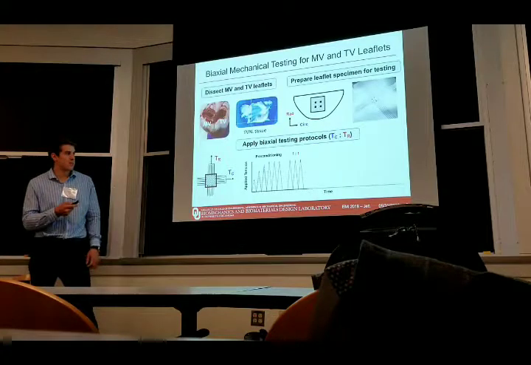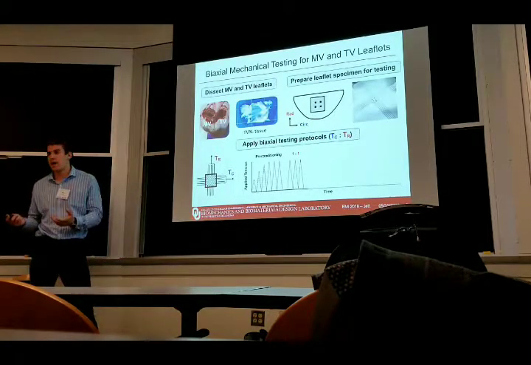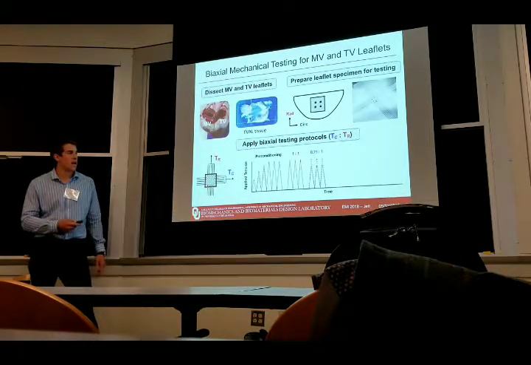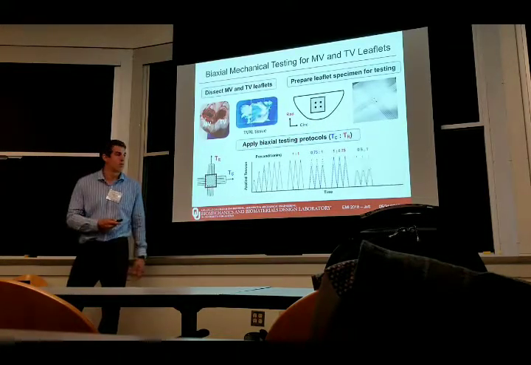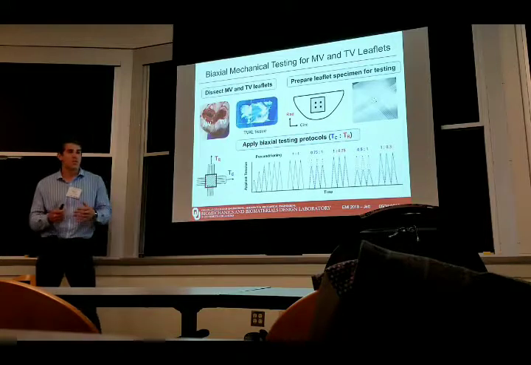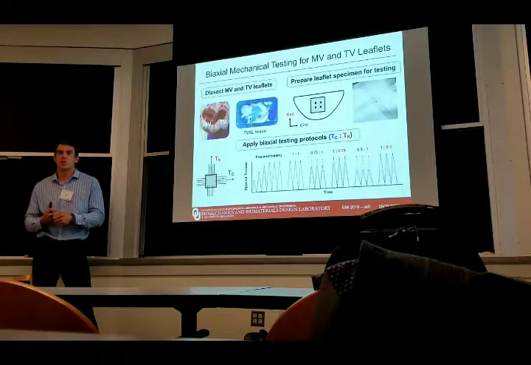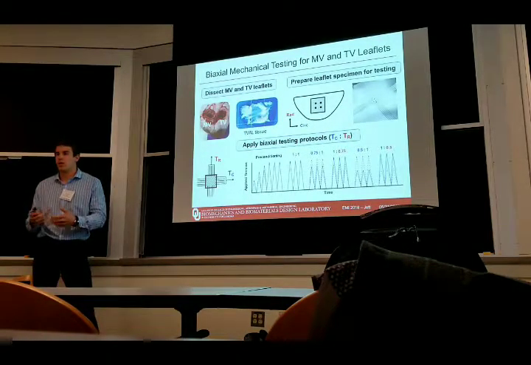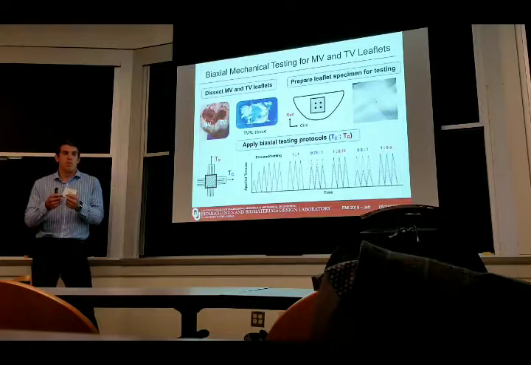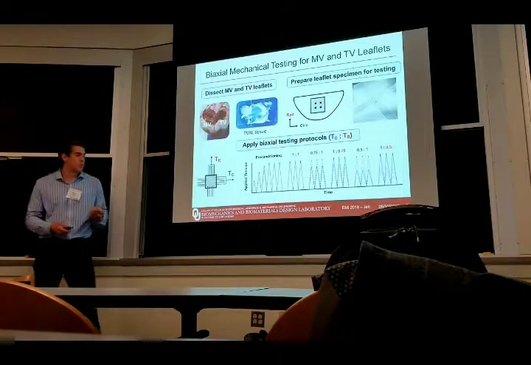And then we apply a simple 1-to-1. We call this equal biaxial loading ratios. And we also apply these 0.75 to 1, 1 to 0.75, 0.5 to 1, and 1 to 0.5. And what these non-equal biaxial loading ratios do is allow us to kind of fully capture the loading state of that leaflet in vivo, how that leaflet would be loaded in vivo, because we don't know exactly whether it's going to be loaded equally in each dimension.